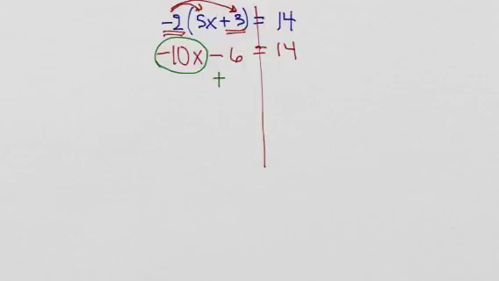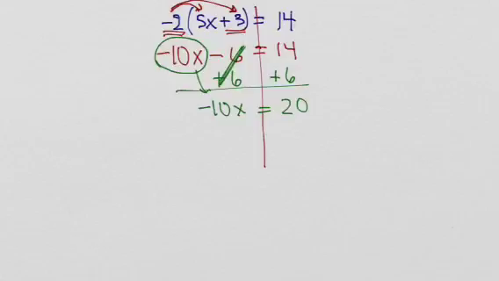Take care of the subtract 6 first by doing its opposite, add 6. Subtract 6 and add 6 cancel out, make 0. I bring down the negative 10x. And over here, 14 plus 6, that makes 20. Not quite done, but almost.